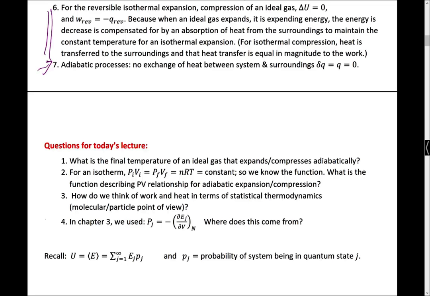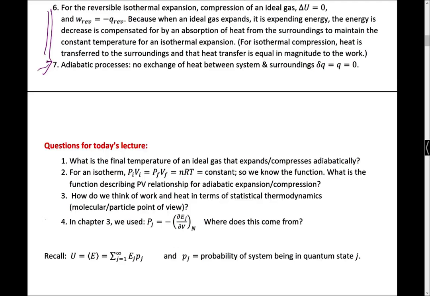And then from there, we're going to take a slight detour and talk about statistical thermodynamics, looking at that and using that to talk about heat and work. And you may recall back in Chapter 3, we said that the pressure of a system in our ensemble is given by the change in the energy of the system due to a change in volume. We used that without saying where it came from. We're going to see where it comes from today.